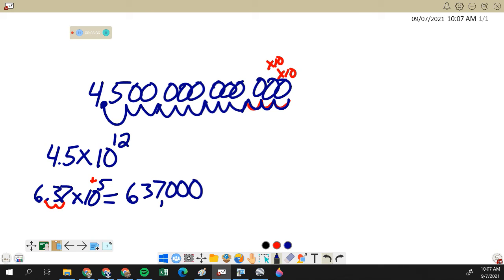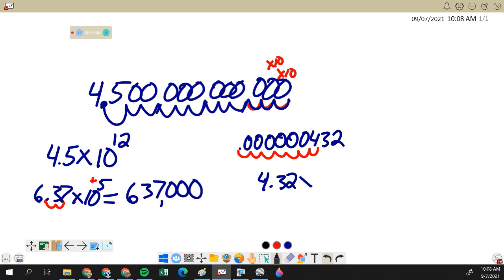Okay, but what about this? What about really, really small numbers? So now I'm going to move the decimal point to the right. 1, 2, 3, 4, 5, 6, 7. And you stop when you capture the first non-zero number. And we write 4.32 times 10 to the negative 7.